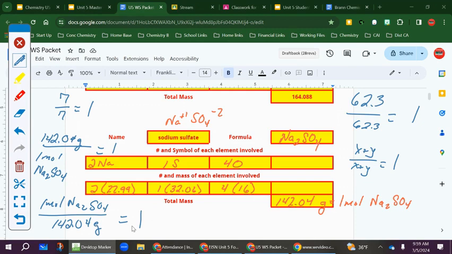So does it matter which one I put on top and which one I put on the bottom? As long as they are what? Equivalent. As long as they are equal. Good, because that's going to lead us into how to do conversions in just a minute, ladies and gentlemen. Questions?